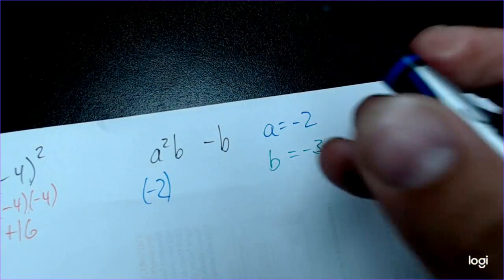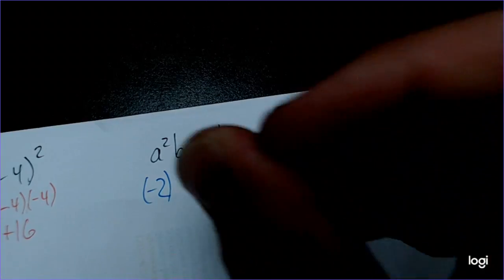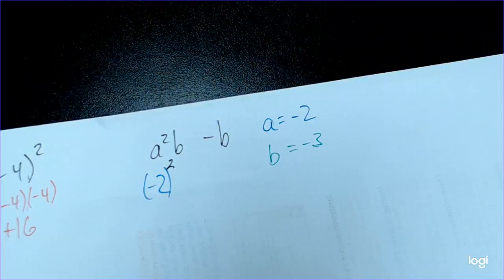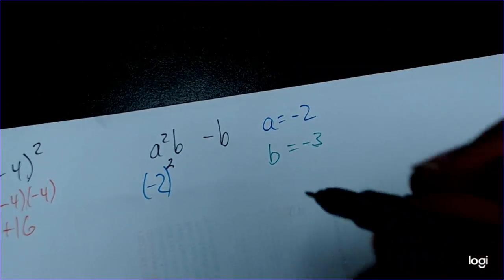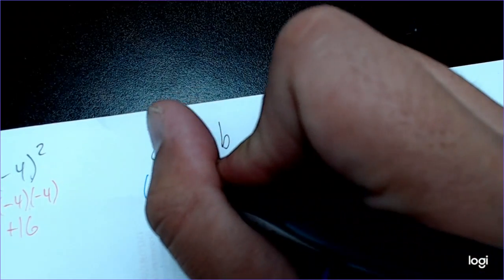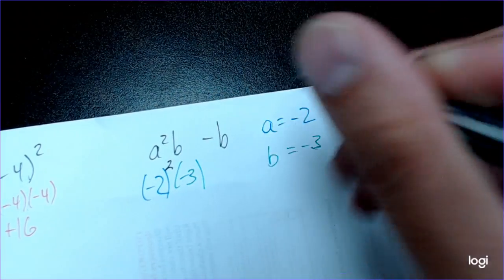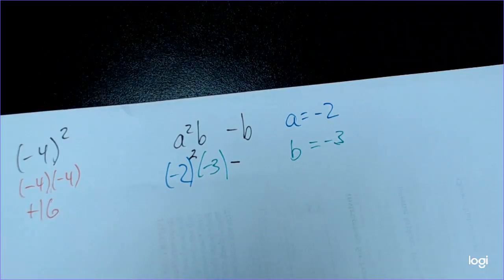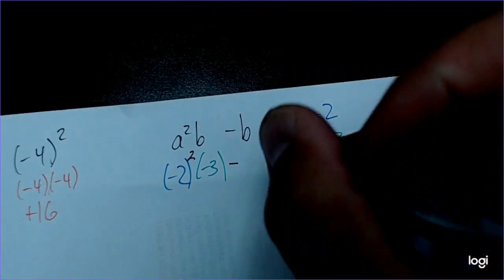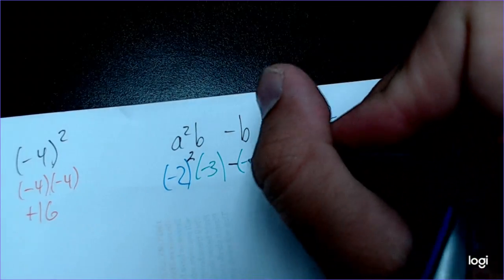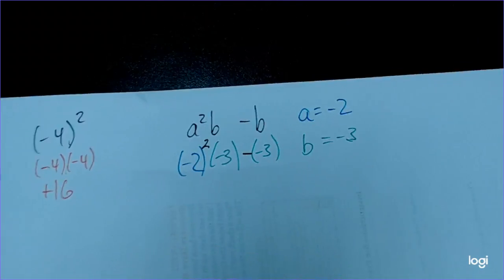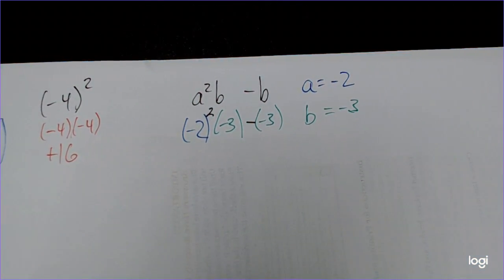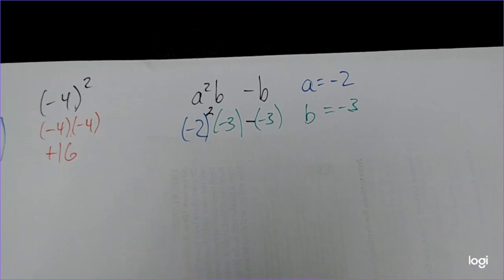Then I copy the exponent, right? So it's a squared. Now I can rewrite the number b, right? The number b is going to be parentheses negative 3, okay? Now I can copy the minus sign, right? So I bring the minus sign down, and then I have to write b again. So then I put parentheses negative 3. Now once I've successfully rewritten the problem, I can start solving using my rules of PEMDAS and order of operations.